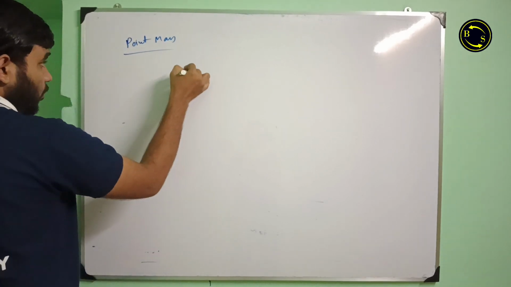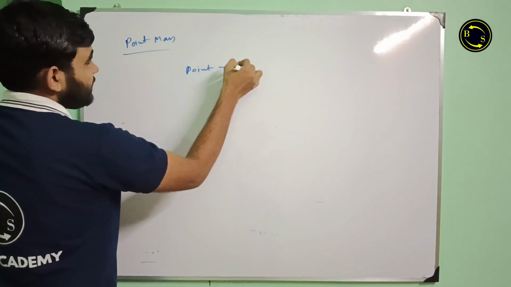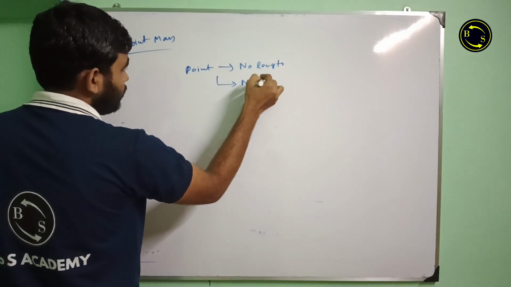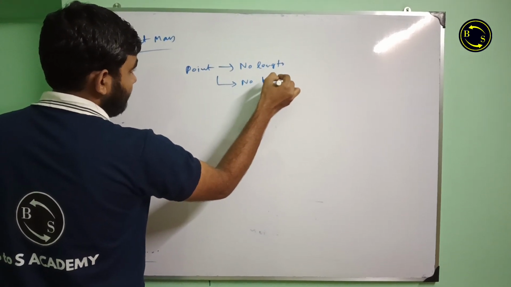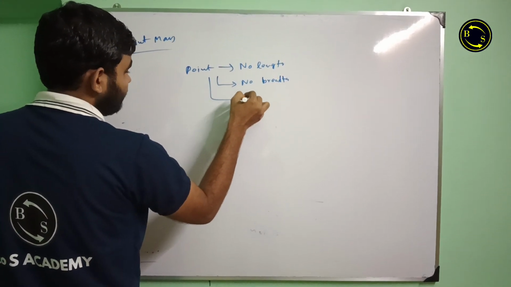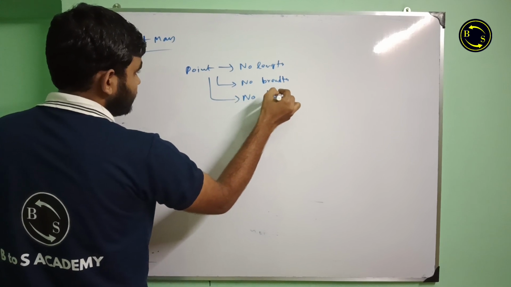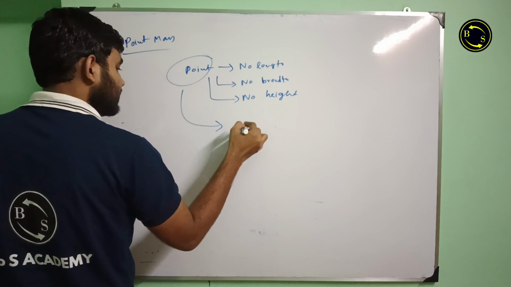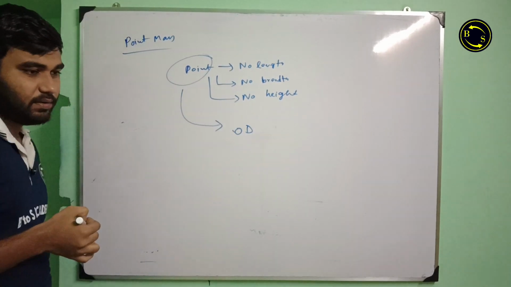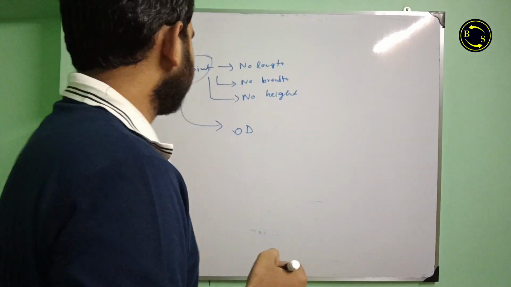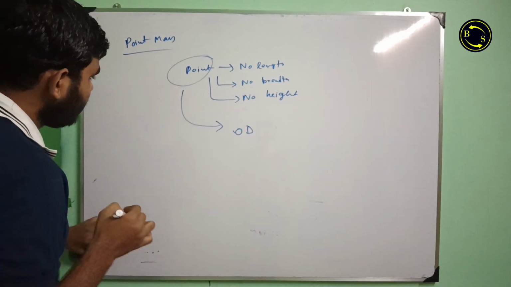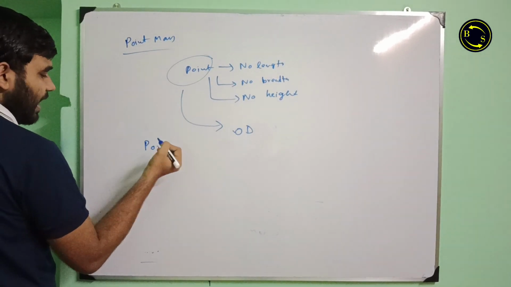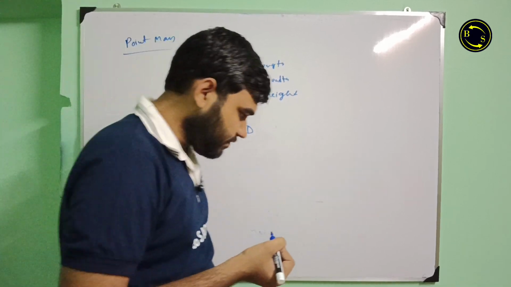What is a point? Point which has no length, which has no breadth, which has no height. Okay. Then a point, we can say this is a 0D, zero dimensional object. Then what is the concept of point mass? If a point has no dimension, then where can we get the mass?